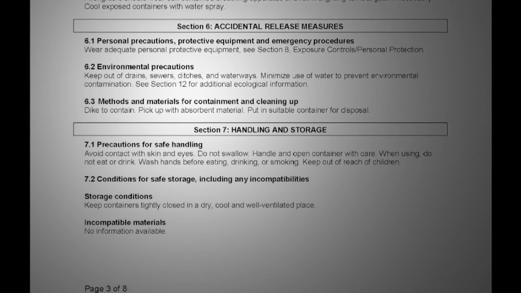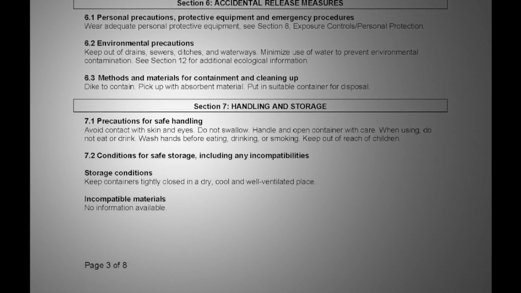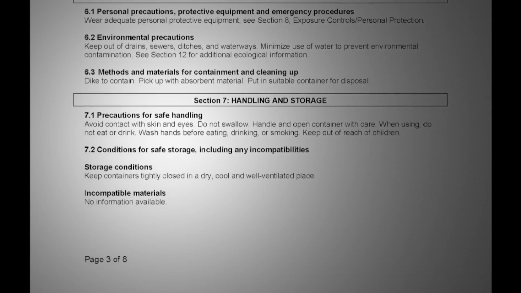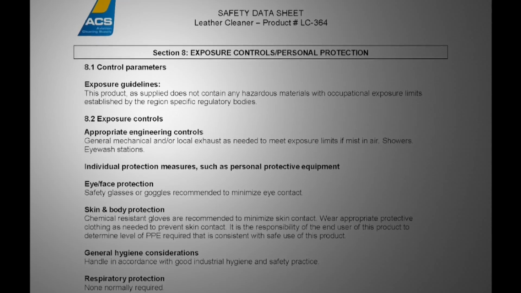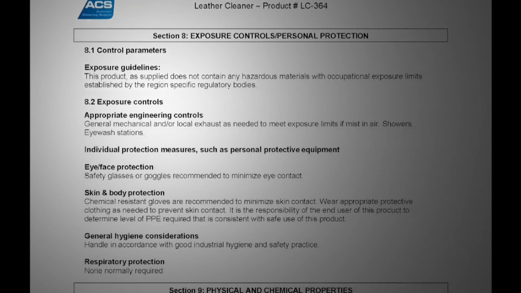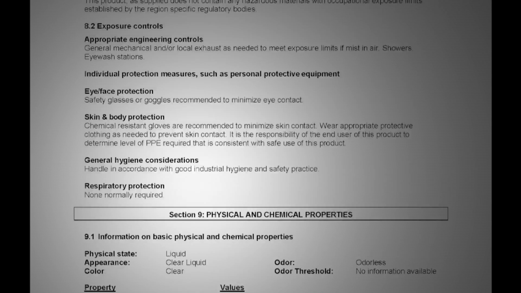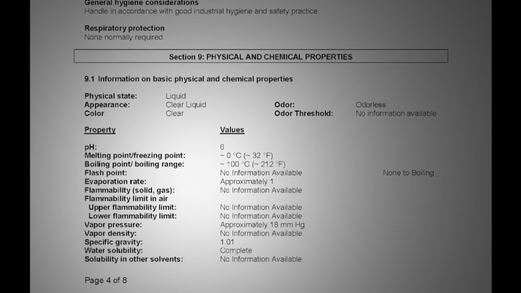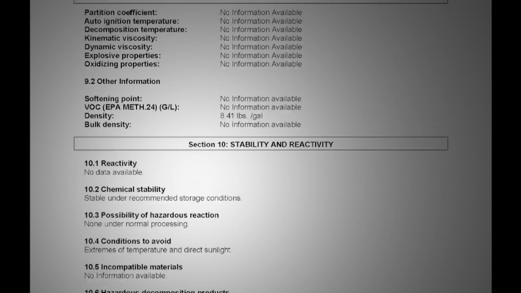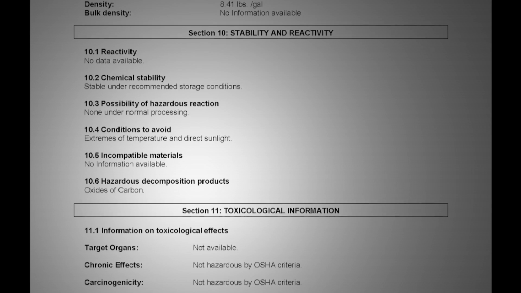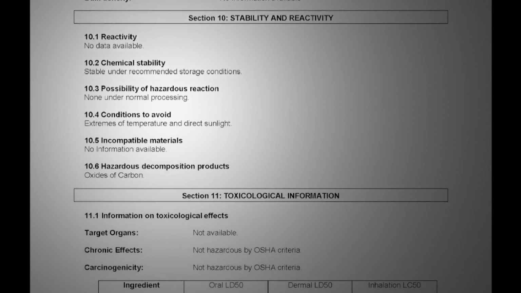Section 7, Handling and Storage. This section will list safe handling and storage, including incompatibilities. Section 8, Exposure Control. This section lists OSHA exposure limits and PPEs, proper protective equipment. Section 9, the Physical and Chemical Properties section, lists the chemical's characteristics and properties. Section 10, the Stability and Reactivity section, lists the chemical stability and possibility of chemical reactions.